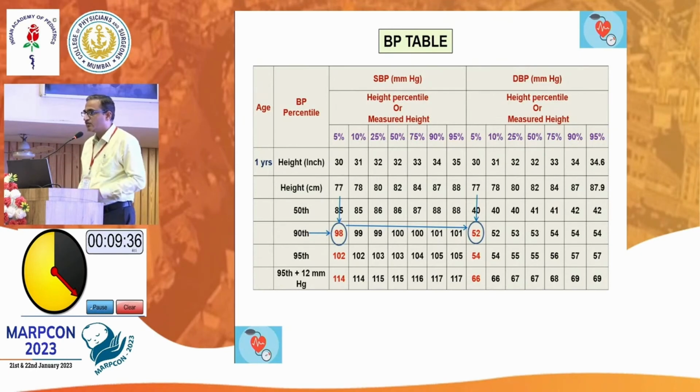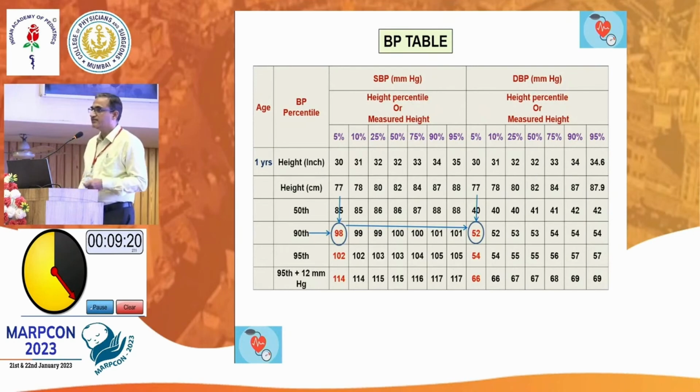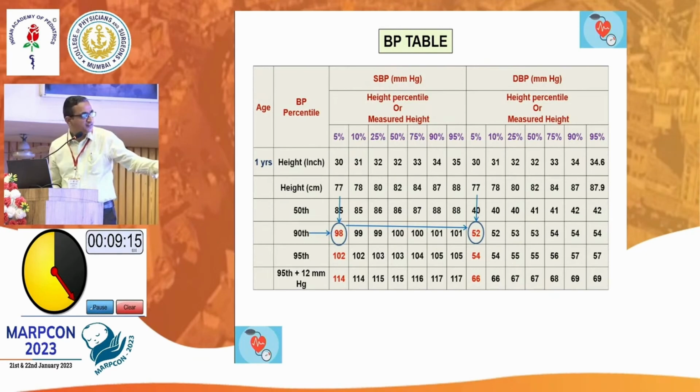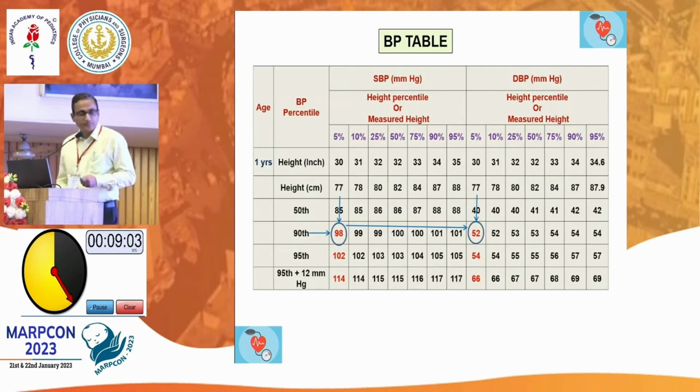If the recorded blood pressure value is less than this 90th percentile, then the child has a normal BP. And if the recorded BP is more than the 90th percentile, then the child has an elevated BP. Once you confirm that the child has elevated BP, then the next step is to find out whether he has stage 1 or stage 2 hypertension. In the same way, one has to find out what is the 95th percentile and what is the 95th plus 12 millimeter of mercury percentile. So this 95th percentile value will give us an idea about stage 1 and 95th plus 12 will give us an idea about stage 2 hypertension.